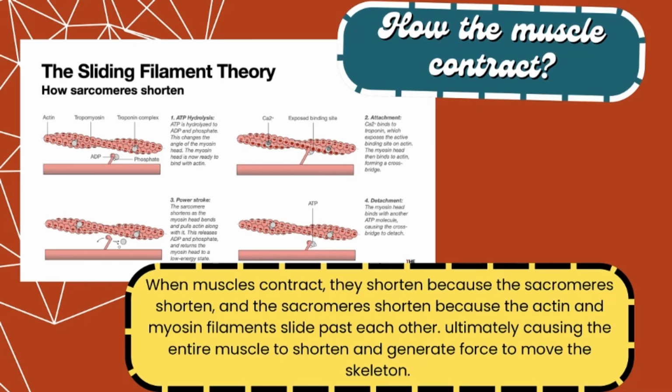As the sarcomere shortens, the myosin head bends and pulls actin along with it. This releases the ADP and phosphate and returns the myosin head to a low energy state, which makes the myosin head bind with another ATP molecule, causing the cross bridge to detach. And also, the calcium ions are pumped back into the SR, or sarcoplasmic reticulum, which makes our muscle relax.